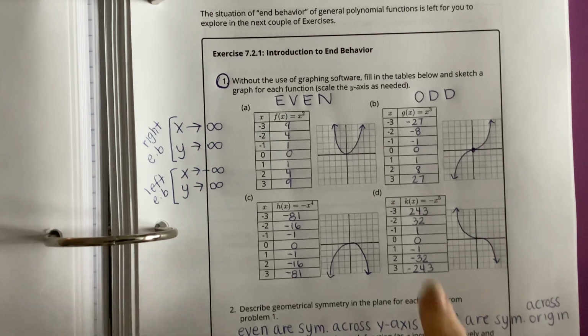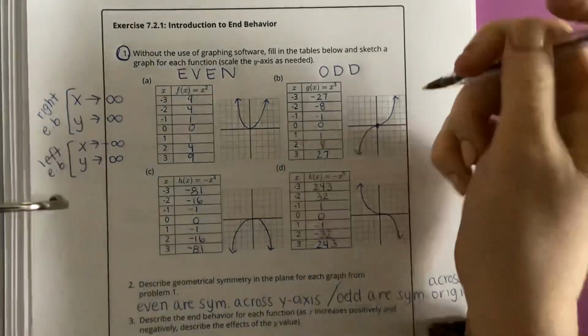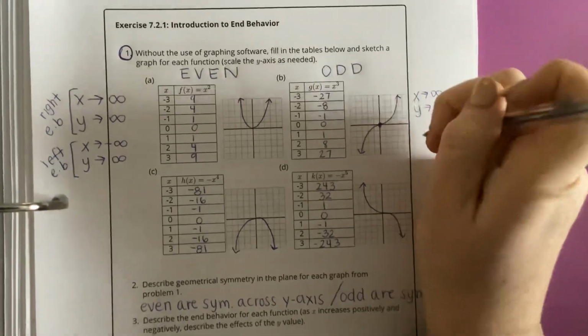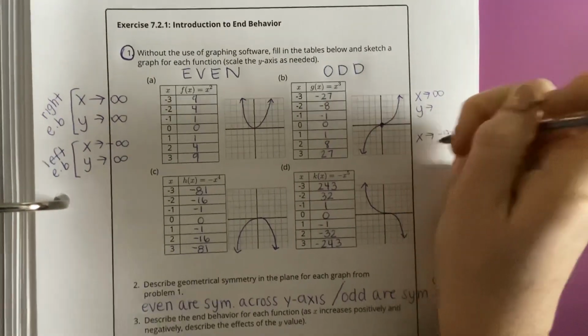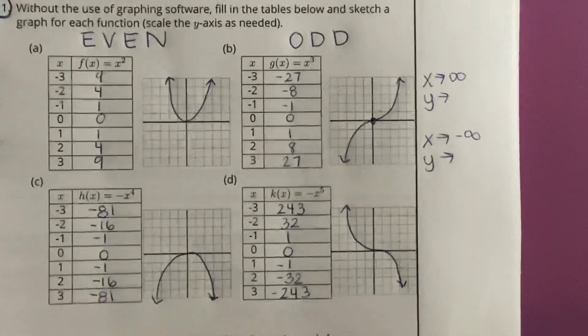No, 1B. So as x approaches infinity, y approaches what? As x approaches negative infinity, y approaches what? So that's like your basic setup. That's what they'll all look like. You're just filling in what happens for y.